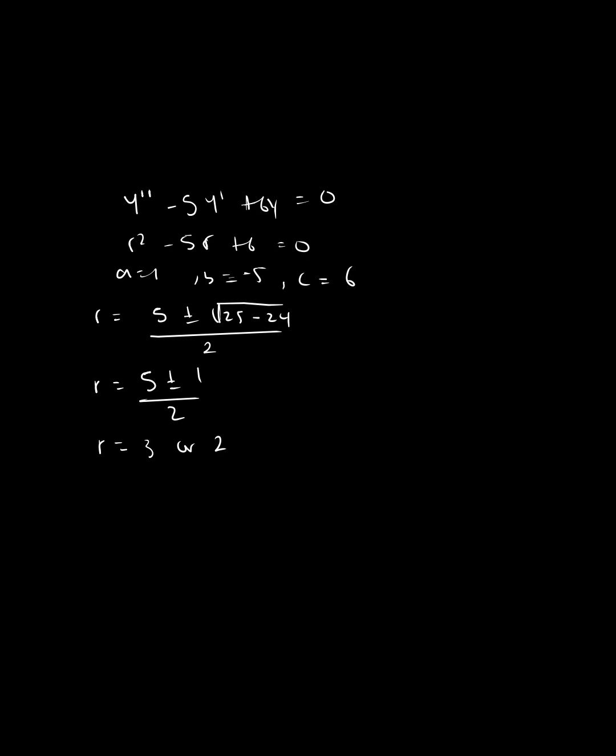So now we can see that the roots are real and unequal because they are not the same. So the formula we use is y is equal to c1 e to the power of r1x plus c2 e to the power of r2x. So our y is going to be equal to c1 e to the power of 3x plus c2 e to the power of 2x, and this is going to be our final answer for this question.